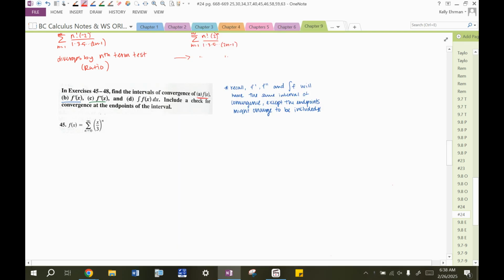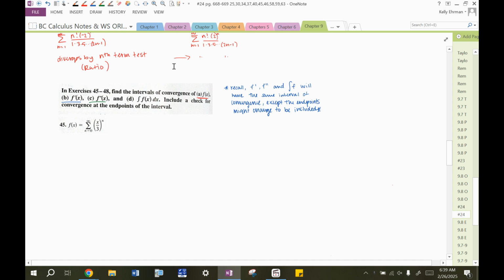All right, so finishing up this homework number 24, we're on question number 45, and it says find the intervals of convergence of f of x, f prime, f double prime, and the integral of f of x. So remember, f prime, f double prime, the integral of f, all of the calculus-based power series will have the same interval, or radius of convergence, I should say, except that the endpoints might be included or excluded depending. So it's only the endpoints that change.